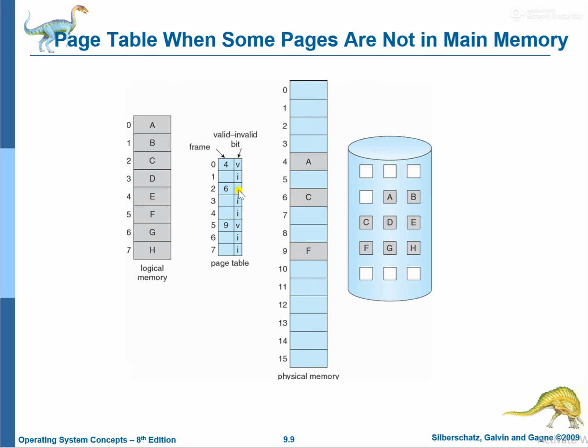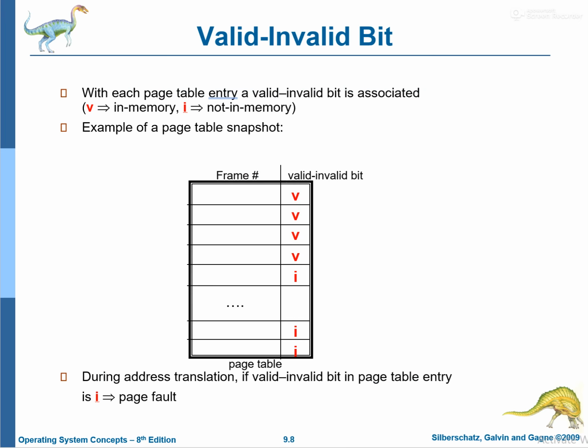But all the rest of the pages are not in the main memory currently. So the corresponding bit is invalid for them. If it is invalid, it means that these pages are in the virtual memory and we need to bring them into main memory. And if some reference occurs to the pages which are not in main memory, then it causes a page fault, like we have seen over here.